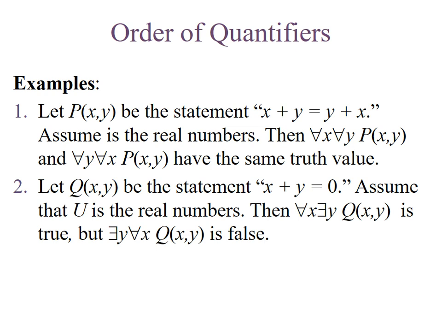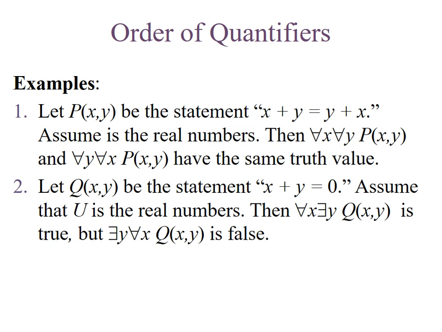But next, let's see the second example. If we have P of x, y as x plus y equals 0, and the domain is the real numbers, then for all x, for some y, P of x, y is true, right? Because we are trying to discover the inverse of x. So for all real numbers, its inverse is y, so x plus y is 0. This tells you it's true.